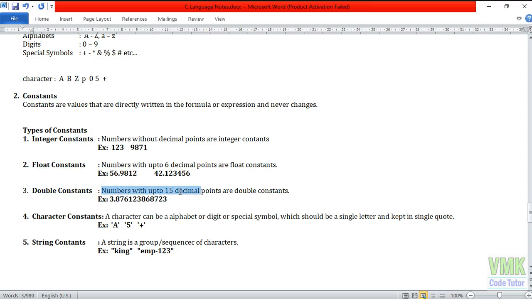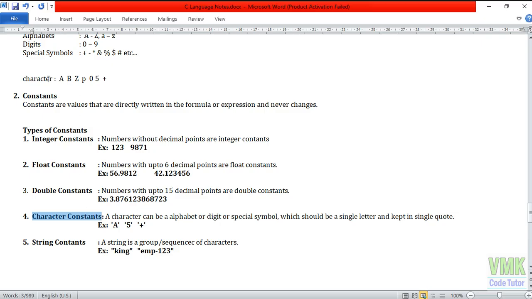Double constants. Numbers with up to 15 decimal points are double constants. Like this, 3.8761123, it can contain up to 15 decimal points. This 15 or 16, 17 depends upon the compiler. It varies from compiler to compiler, but the standard is that double constants can have a maximum of 15 decimal points. So if you want more than 6 decimal points, then you have to use double constants.